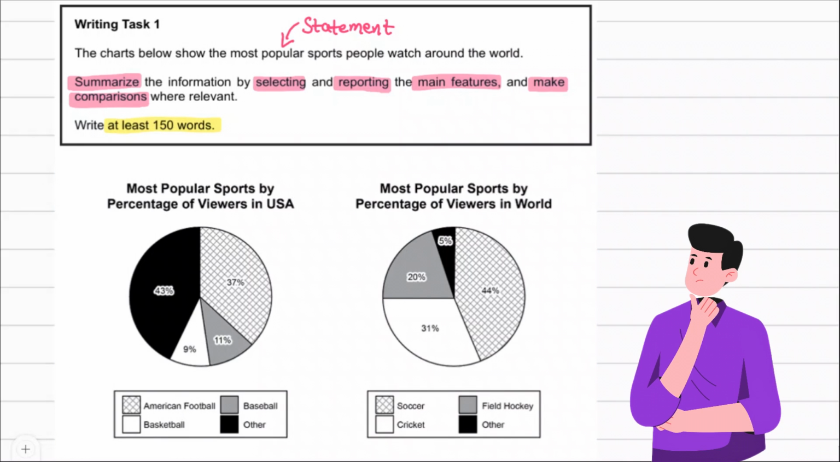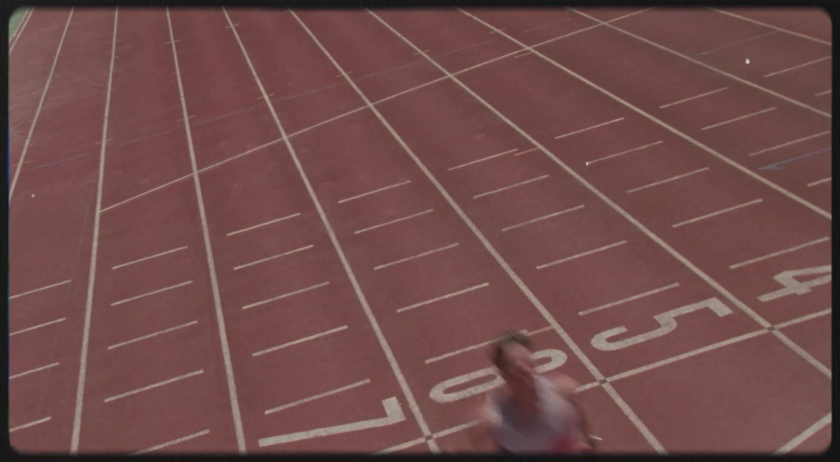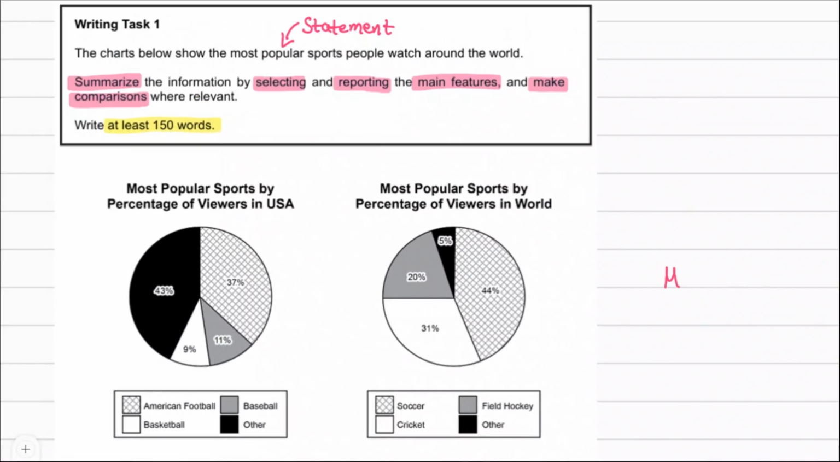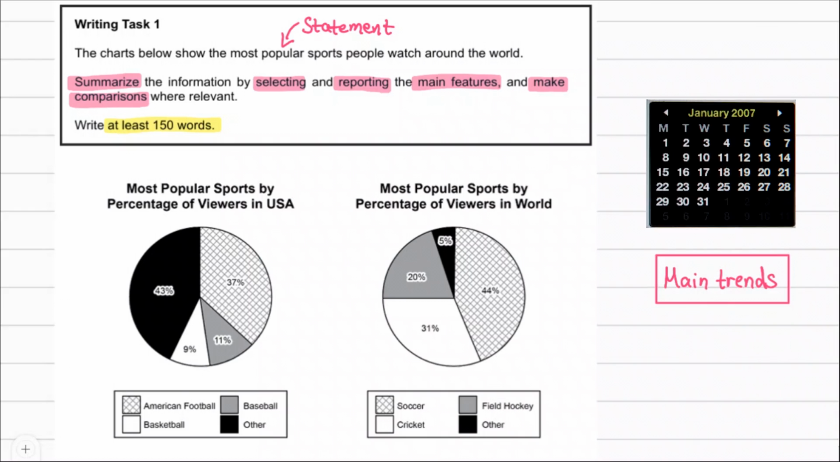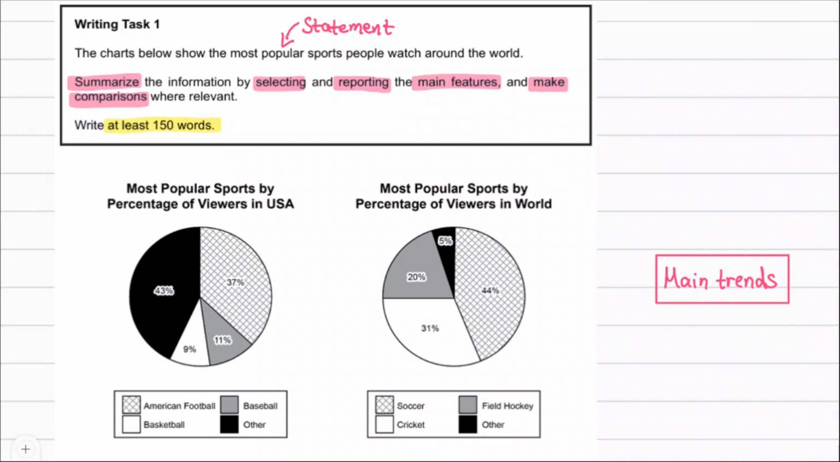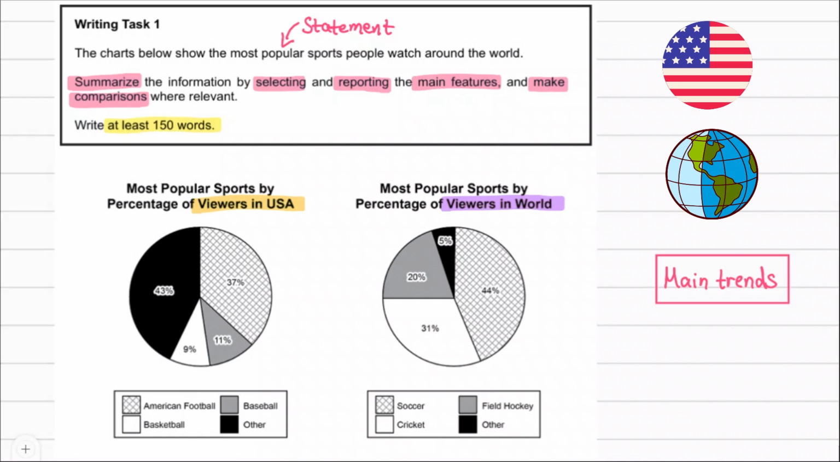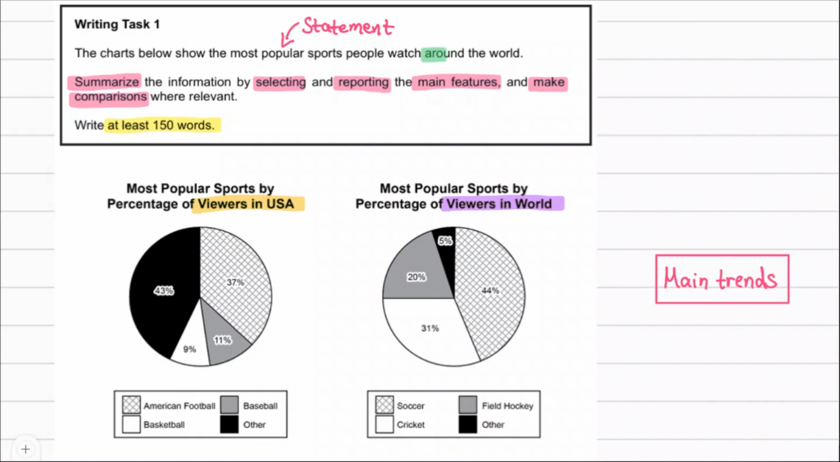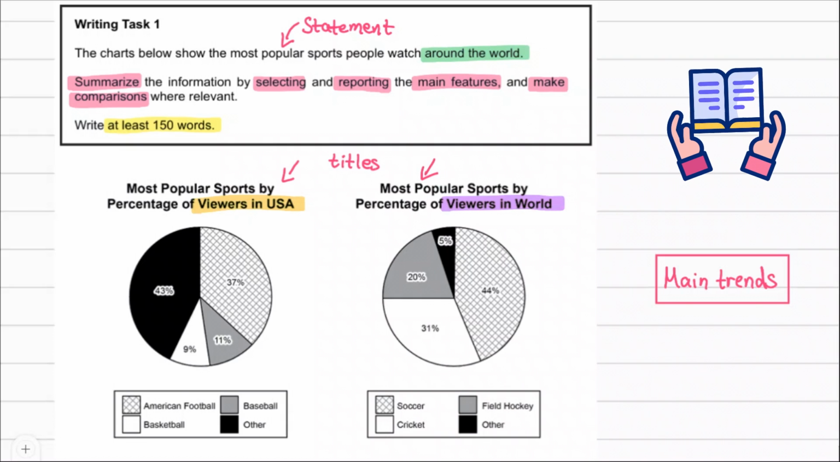So, what do you have to do first? Don't just start writing. Look at the chart and try to see what the main trends are. Often, there are pie charts for different years. However, this doesn't show a change over time. Instead, it shows the sports viewed in the US and the sports viewed in the rest of the world. That's interesting because the prompt didn't tell us that the pie charts were from different places. That's why you must read the titles and other information provided. If you don't read the additional information given, you will miss important points, and then your band score goes down.